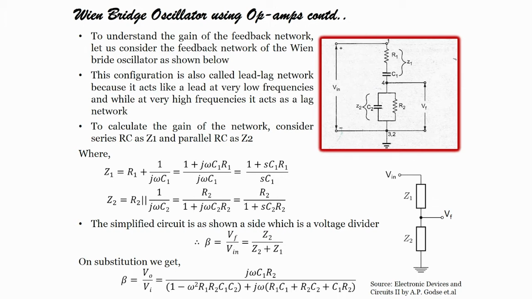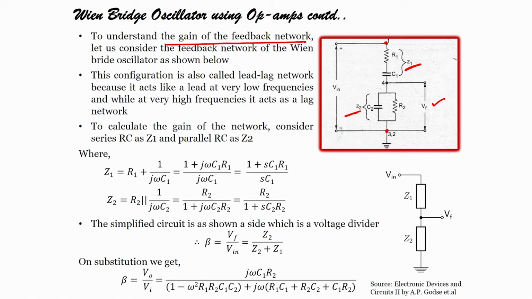One R and C in parallel, second R and C in series. So, R1 C1 is our Z1, R2 C2 is our Z2. Input voltage is fed between terminal 1 here and here, output voltage is between 4 and 2, you can see. This is your feedback voltage, correct, the feedback voltage to the amplifier. So, to understand the gain of the feedback network, let us consider this particular feedback network as shown in the figure.